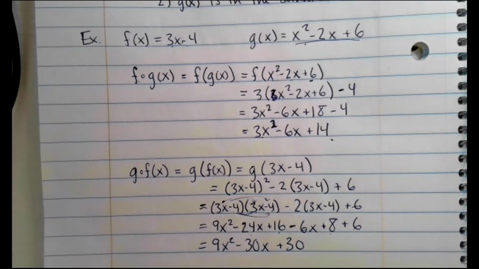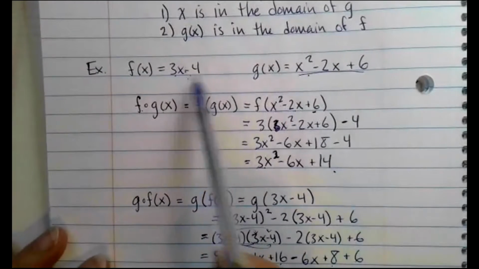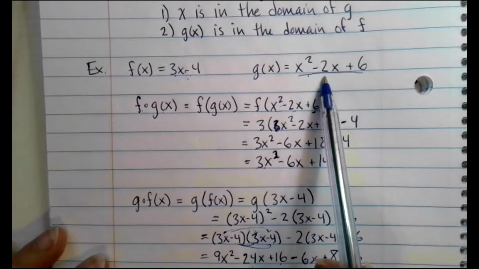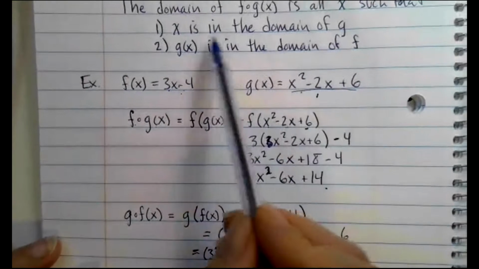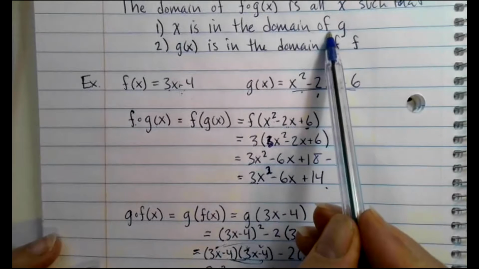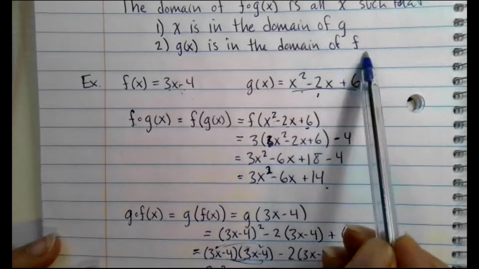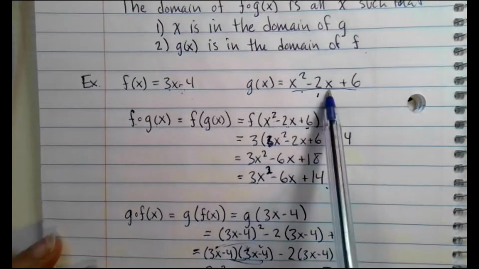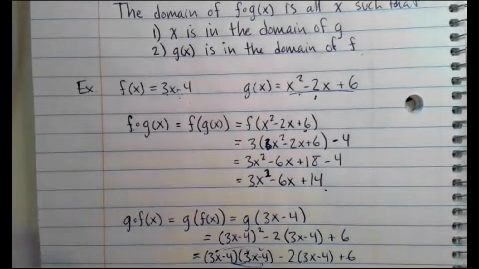And then the last note, and then I want to show you this interactive tool to help you, is talking about the domain. So let's just take a quick notice. Both f and g are polynomials. We know that the domain of a polynomial is all real numbers. So when we look at x in the domain of g, it's going to be all real numbers, and then any output of g is going to be a real number, which will be in the domain of f. So if you compose a polynomial with a polynomial, the domain is still going to be all real numbers because there's nothing you have to throw out.